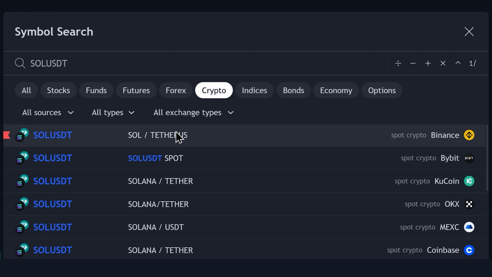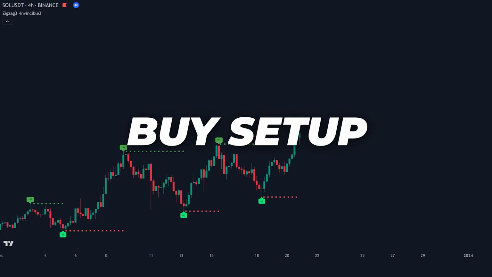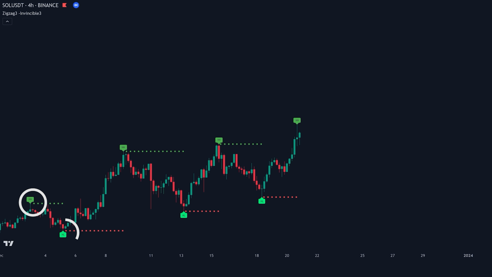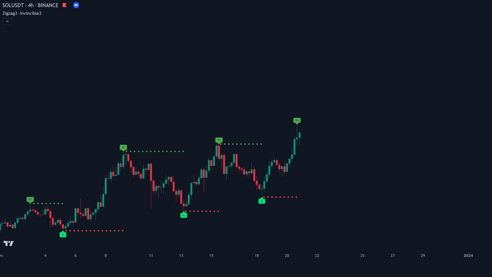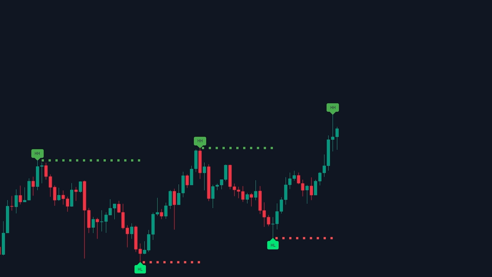Let's switch to the Solana chart and look at this buy trade setup. First, we notice that the price is forming higher highs and higher lows, indicating that the market is in an uptrend. The zigzag indicator automatically identifies these points, making it easy to confirm the bullish trend. Next, the price breaks above a key resistance level marked by the green dotted line. The price then retests the green line and continues upward. This breakout and retest of the green line show strong buying pressure, suggesting that the price is likely to continue moving upward. Here's where we plan the trade.